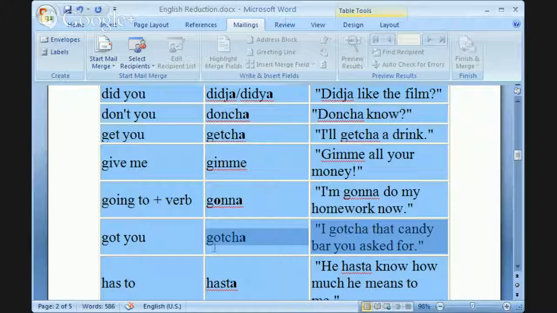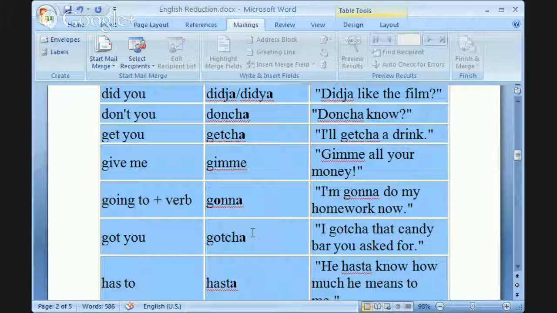How about make your own sentence with gotcha? Kitty, are you there? Yes. Okay. Can you make your own sentence with got you in it? Okay. I gotcha what you're saying. Okay, I got what you're saying.